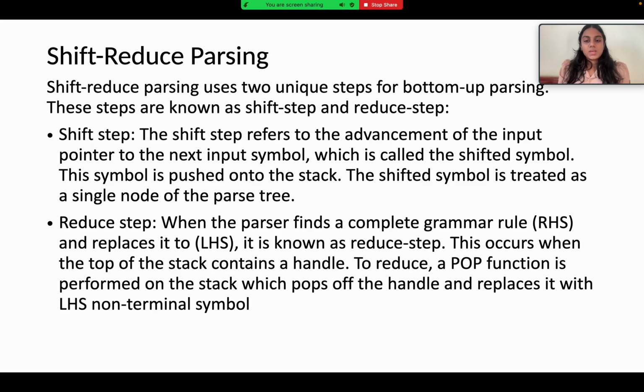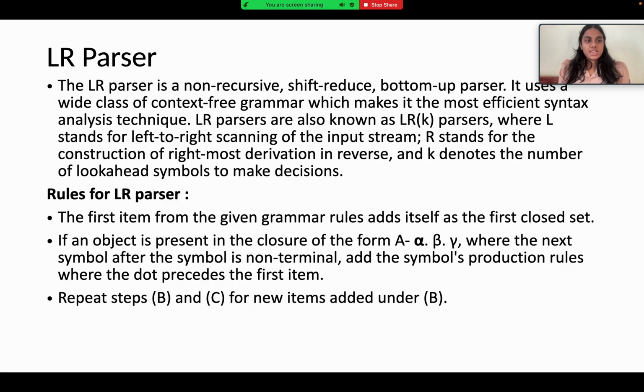Reduce step. When the parser finds a complete grammar rule RHS and replaces it with LHS, it is known as reduce step. This occurs when the top of the stack contains a handle. To reduce, a pop function is performed on the stack, which pops off the handle and replaces it with the LHS non-terminal symbol.